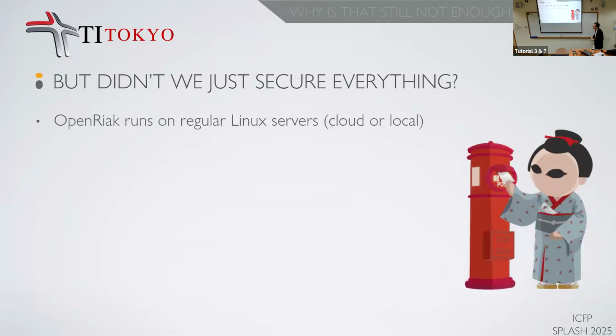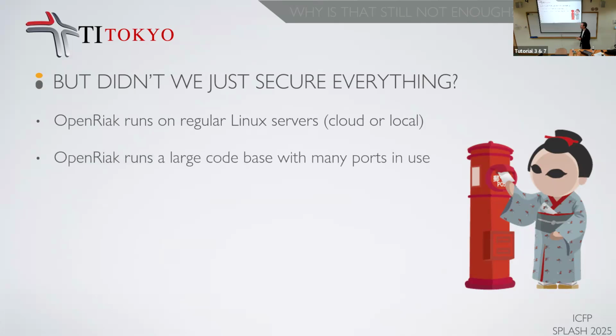What else do we have issues with? Well, OpenRiak runs on regular Linux servers. OpenRiak runs a large code base with many ports in use. Anybody see where we're going? I've got a feeling we do, yes.